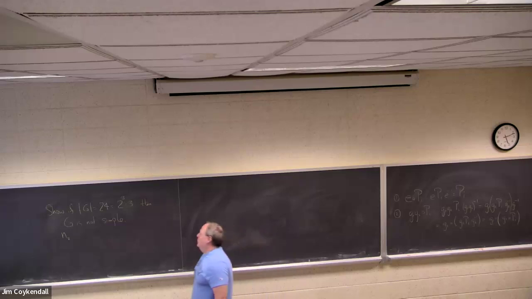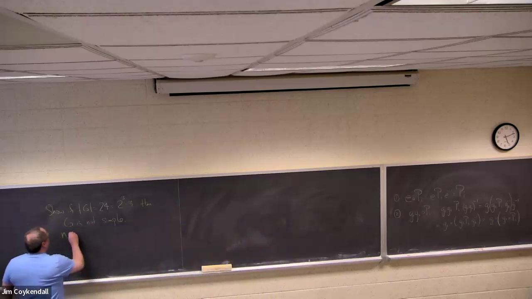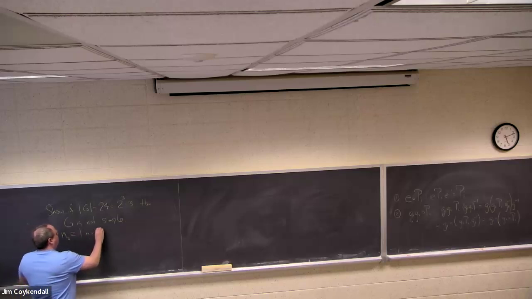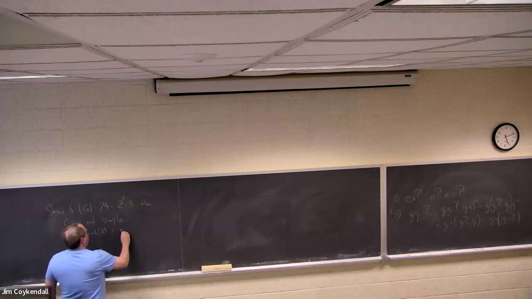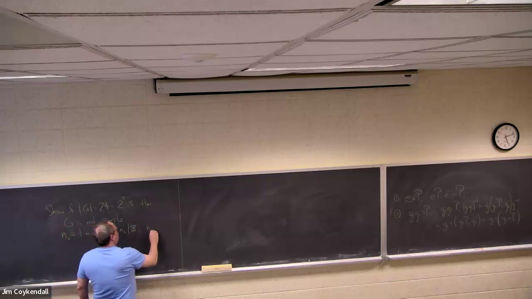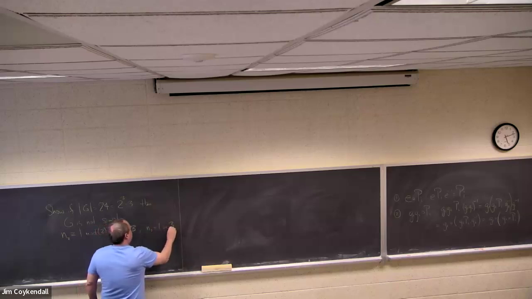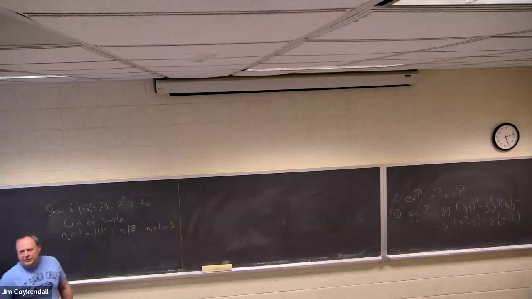The number of Sylow 2 groups, I think this might have been what you were getting at, is equivalent to 1 mod 2, which just means it's odd. And in fact, it must divide 3. So I don't know how many there are. I just know that there's 1 or 3 of these.